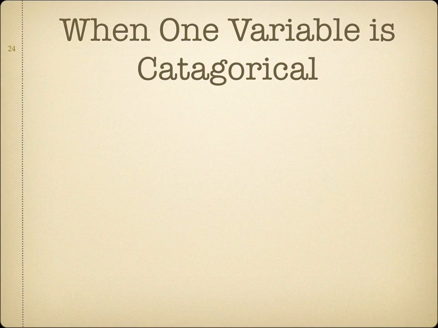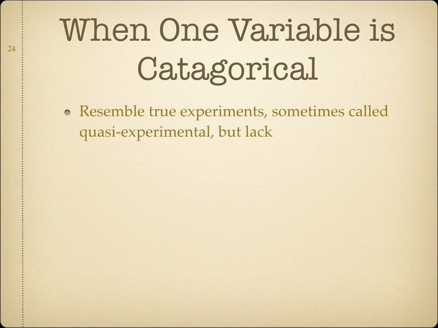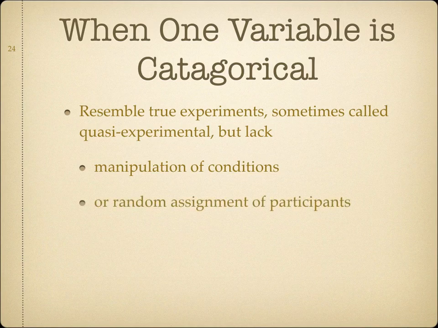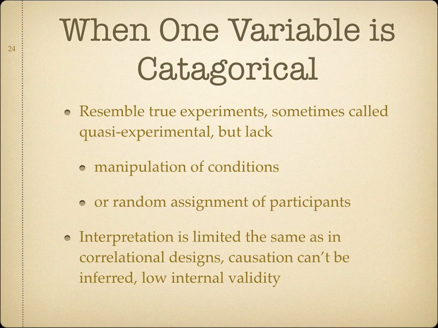Sometimes we have categorical variables. These things resemble true experiments because you have a categorical variable, which is often how we have things set up in experiments, to create two or more categories by our experimental manipulations. Because they have a face resemblance to true experiments, they're called quasi-experiments. But they lack the manipulation of conditions. They lack random assignment of participants. Therefore, the interpretation is exactly the same as correlational designs. Causality can't be inferred. We have low internal validity.